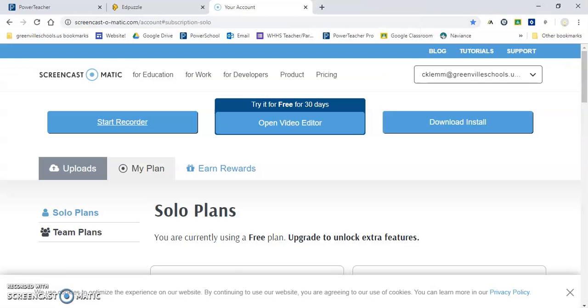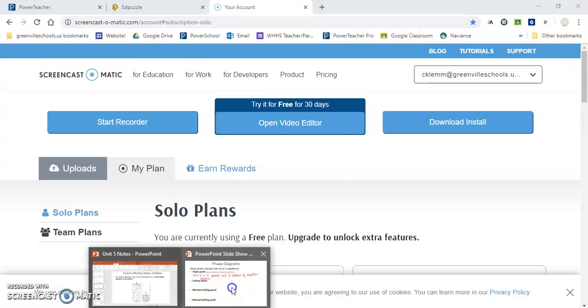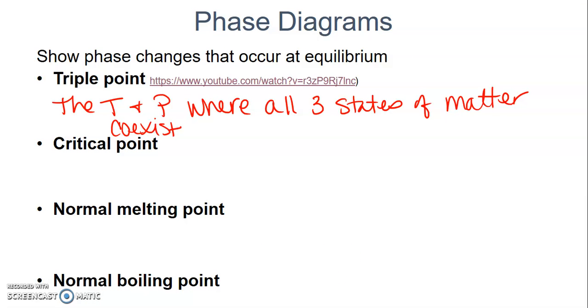All right, let me head back to the notes. So that's the triple point. The critical point is a point where no matter how much pressure is exerted on a container or on a substance, it can no longer be liquefied.